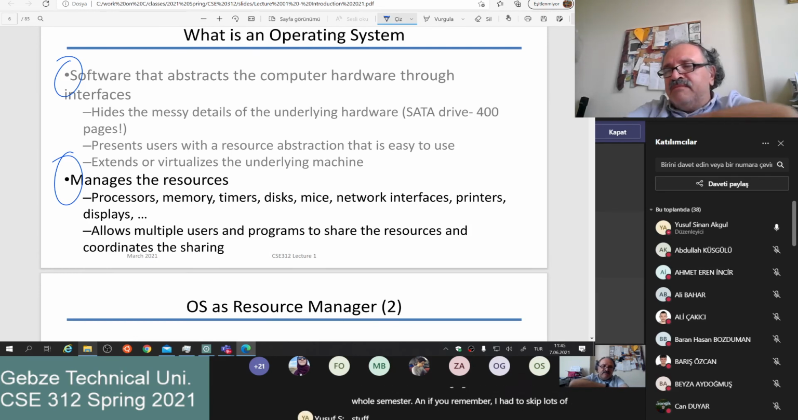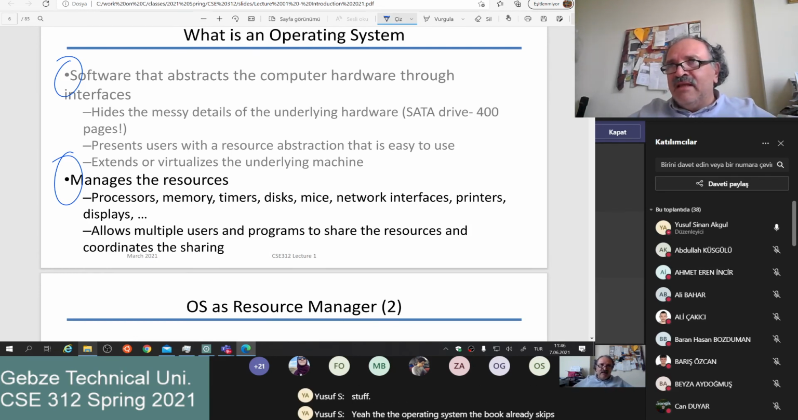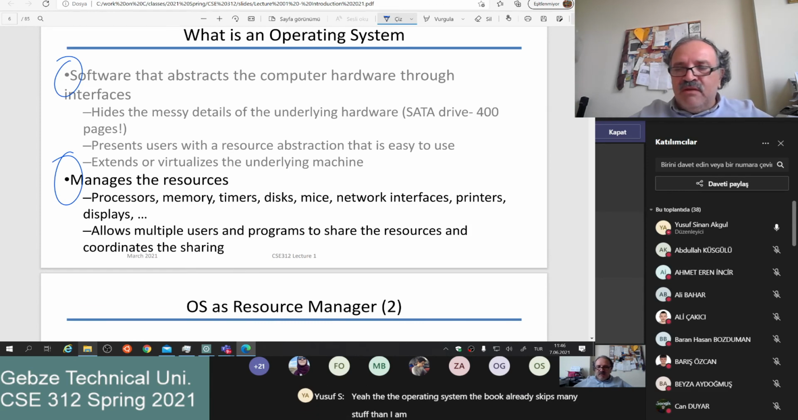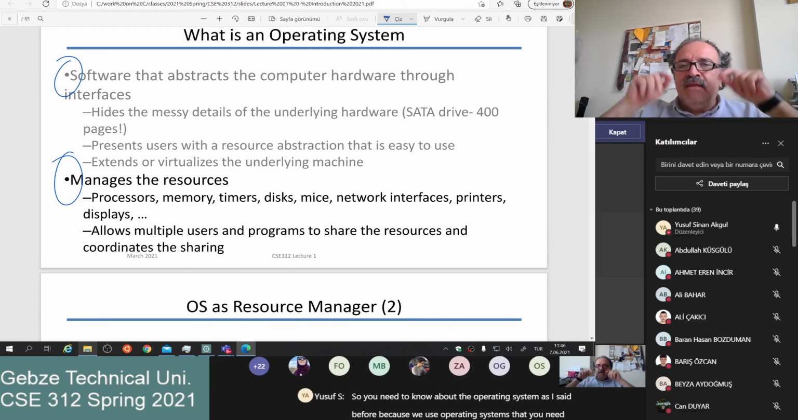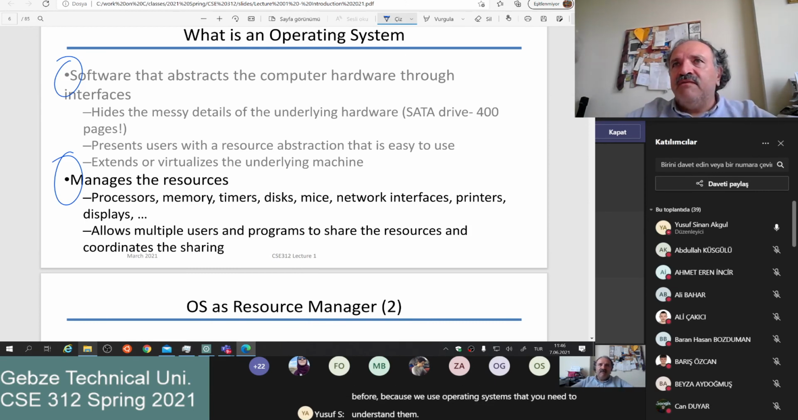The book already skips many things, and I am skipping many things from the book. Operating systems are a very deep topic to study, but this is just an introductory course. We ended up talking about the whole picture at the end of the semester through virtualization, and that was a nice chapter to conclude this course. So you need to know about the operating system, as I said before, because we use operating systems a lot. You need to understand them. That's the first reason why we studied operating systems.